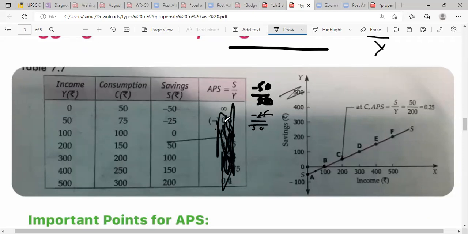Okay, clear? So here you have income, consumption and saving. This is the formula. You'll just put the formula like saving divided by income, and the first one is infinity, and then saving divided by income, then again saving divided by income, you will get this. Based on this, taking income and savings, you will be drawing this graph. Clear? Yes, ma'am.